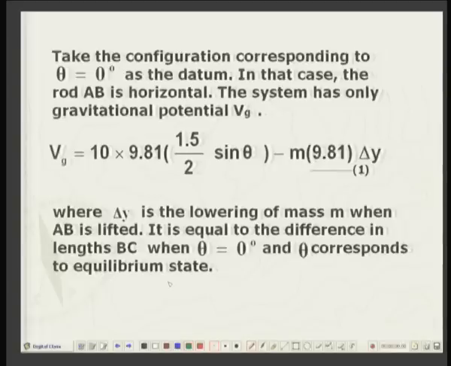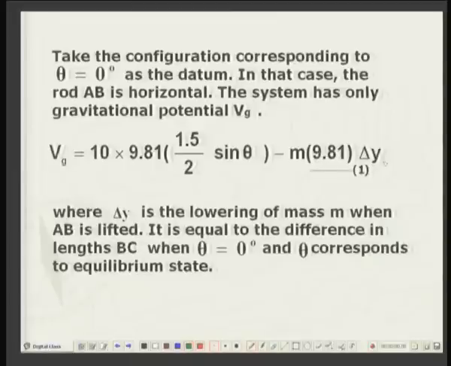Only one type of potential energy is involved, namely the gravitational potential energy. First of all, the rod is 10 kilogram in mass, so mass into g, that is the weight, 10 into 9.81. The center of gravity is at the mid length of the rod, rod length L equal to 1.5, so mid length is 1.5 divided by 2 into sin theta, that is the height of the CG from the datum. That is the potential energy of the rod, it is going up, so potential energy is positive. As the rod goes up, the mass is going down, so mass times 9.81, that is the weight, into the change in height del y. So, I have got both the potential energy of the mass and the rod.